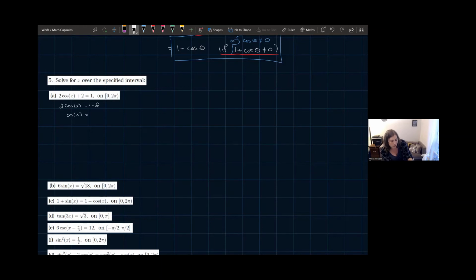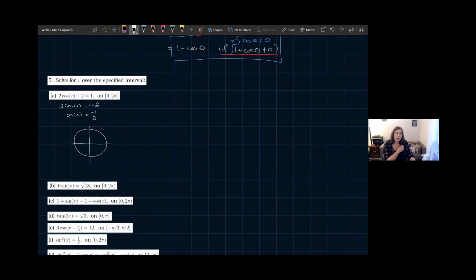1 minus 2 will be -1, and then I'm going to divide both sides by 2. So this equation tells me that cosine has to be equal to -1/2. I have to figure out at which angles that happens. So we basically take the strategy we learned for the unit circle and we apply it backwards.